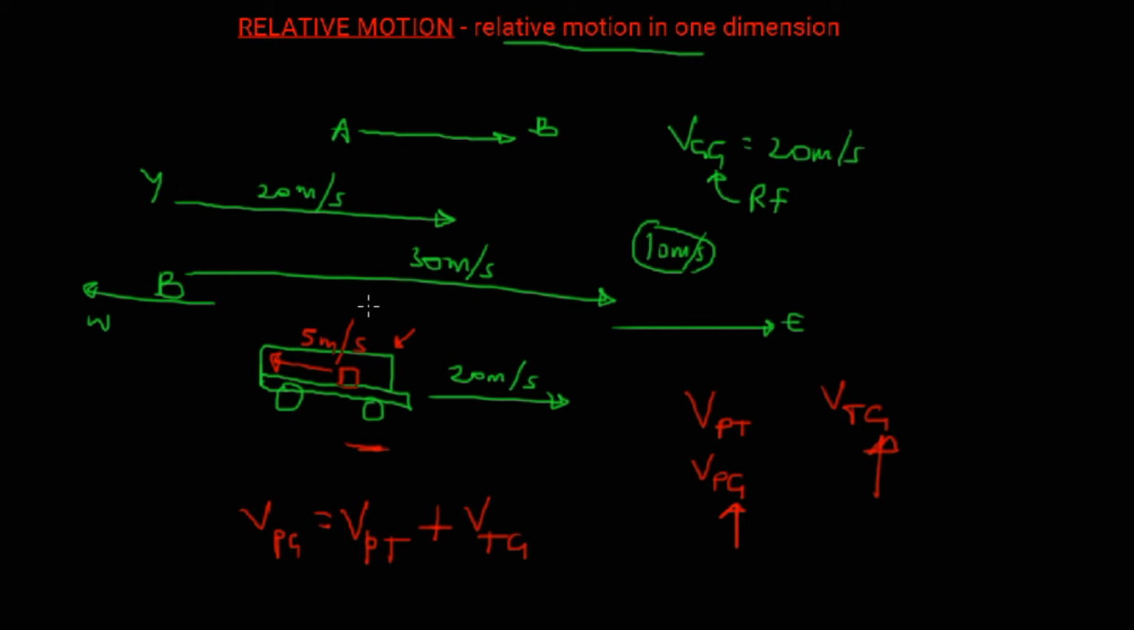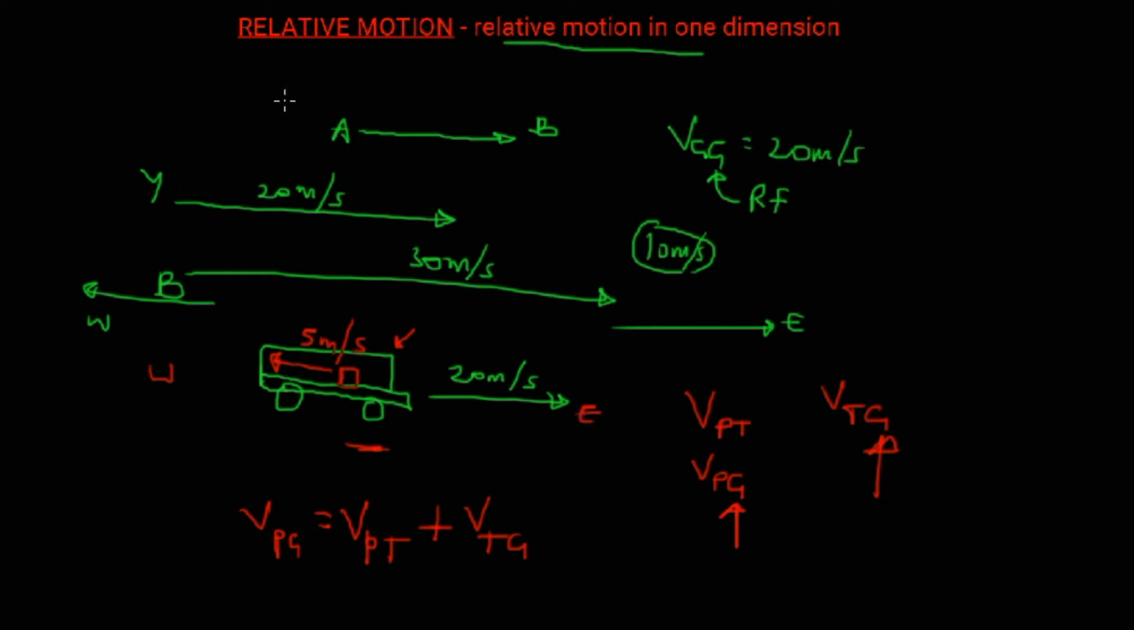Okay, it is easy to find the relative velocity of the passenger with respect to the train because he moves 5 meters towards the west while the train moves 20 meters towards the east.